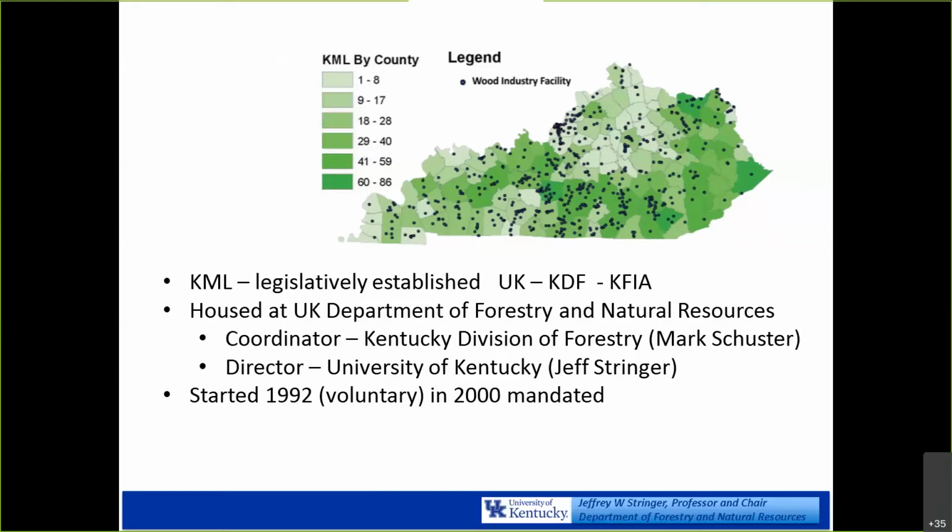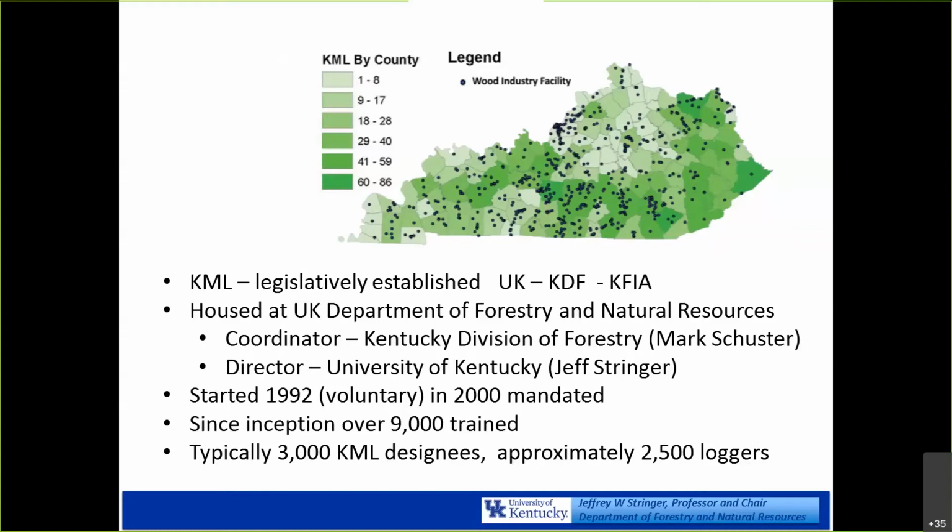The Master Logger Program started voluntarily as a continuing education program in 1992. It was mandated by the Forest Conservation Act, signed into law in '98, but the provisions actually started in the summer of 2000. Since its inception, we've trained close to 9,500 individuals. Typically at any one time, we have about 3,000 Kentucky Master Logger designees that are active. About 2,000 to 2,500 of those are loggers. So we have allied professionals, some landowners, and that kind of thing in the program.